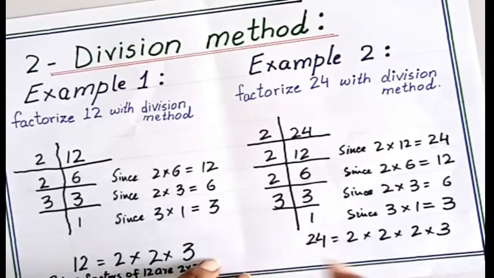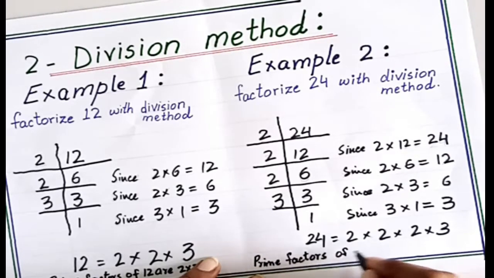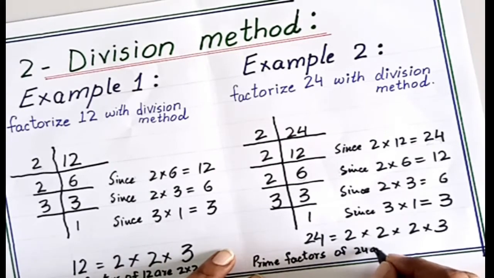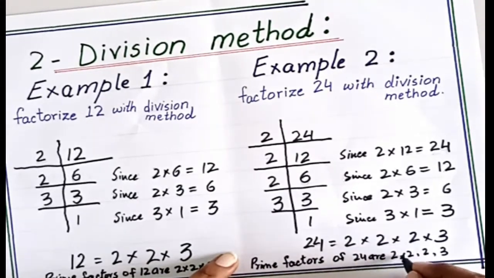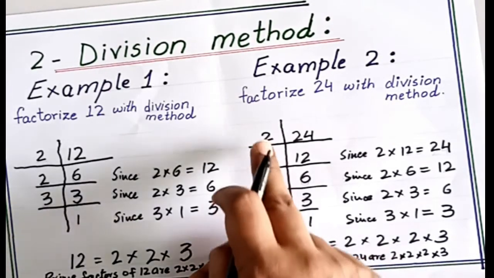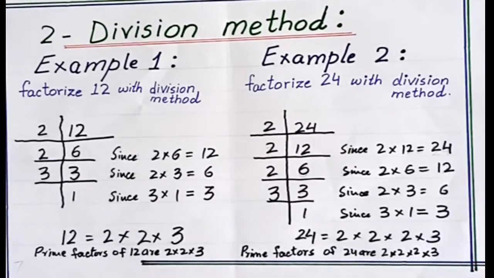We write over here: prime factors of 24 are 2, 2, 2 and 3. Understood, students? I hope you understand both the methods here.